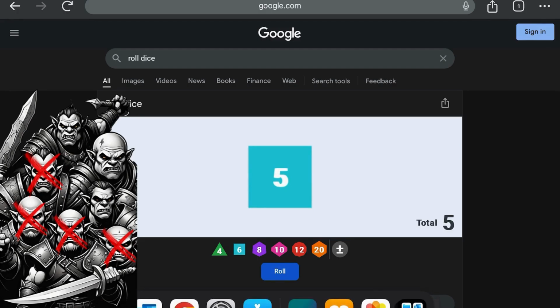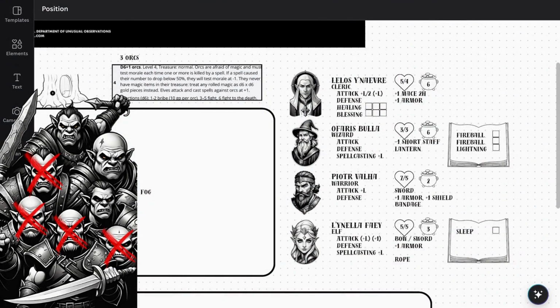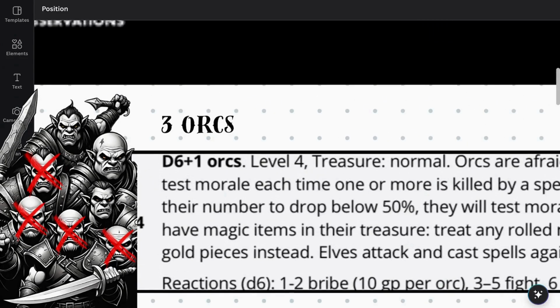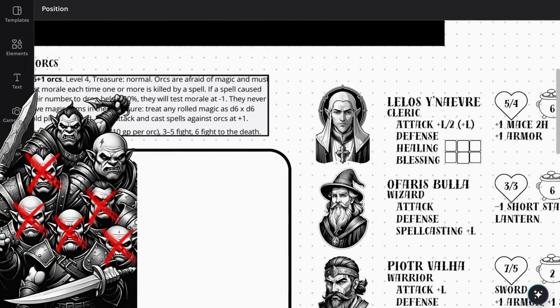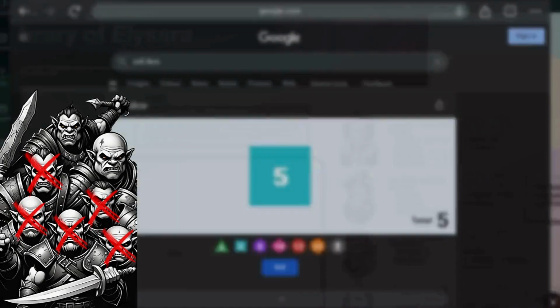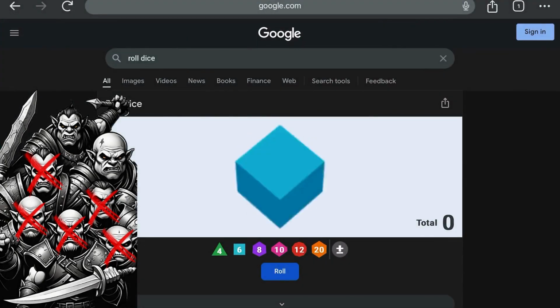5, okay. Plus 1, it is 7. Oh, almost 2 orcs, but just 1. So now we have 2 more orcs in this fight. And let's attack with Piotr. I mean, Piotr will attack with his sword. It is a total failure, a total miss. The orcs just run away from this attack.